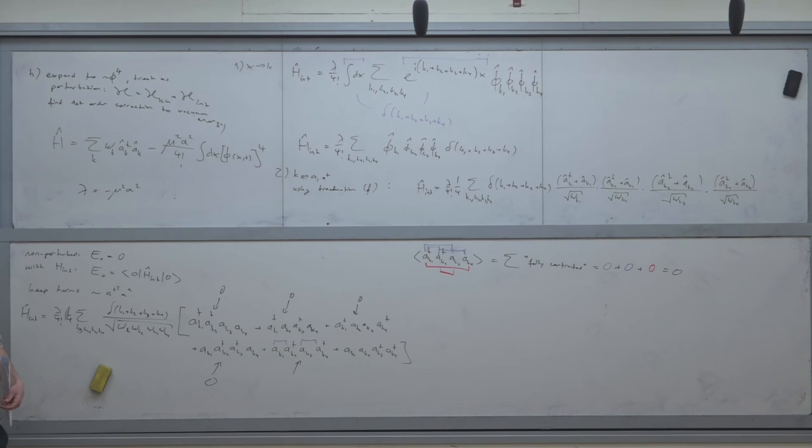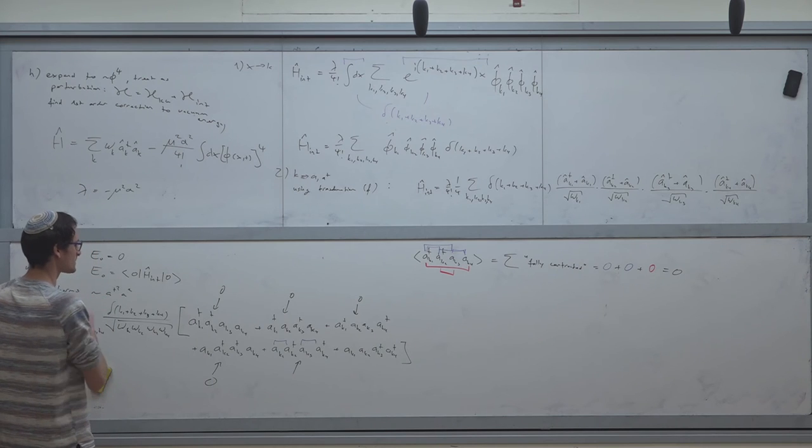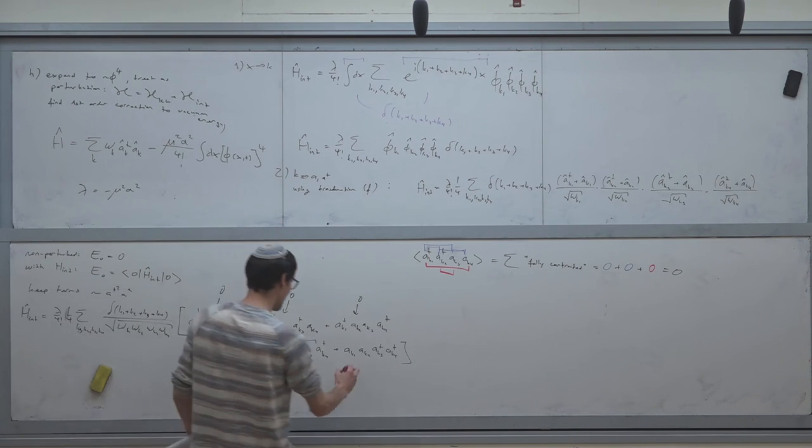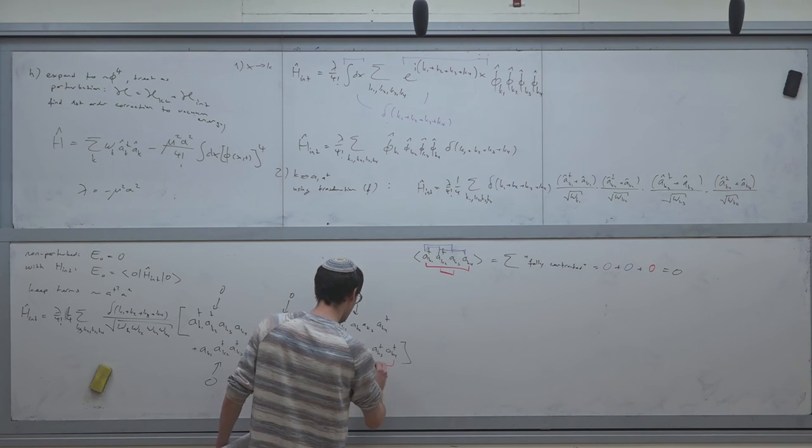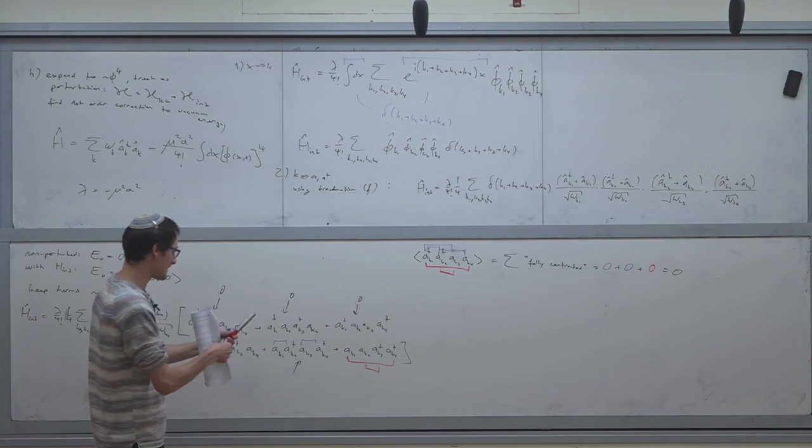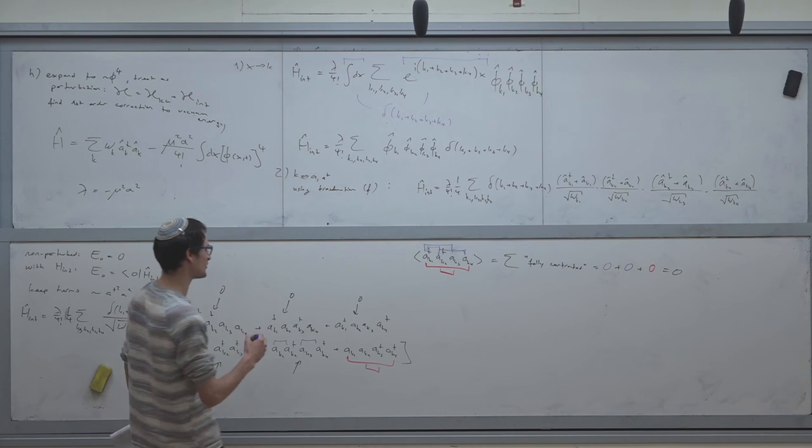And what about the last term? Now we have two contributions, right? Red and blue, let me see. Red is fine, I agree with red. So red is this, and that is non-zero, and also blue is non-zero. Oh, I like this color coding.